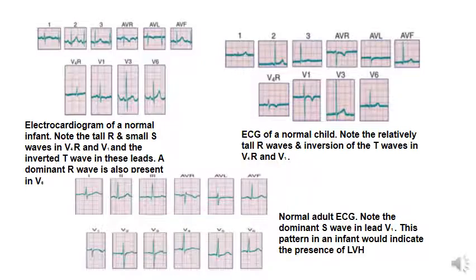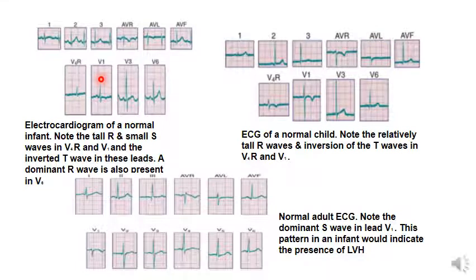Next one, you see here a normal ECG. You check for the normal infant with tall R and a small S wave in V4R here. Small S wave and tall R wave. Normal infant, and also in V1, see here.